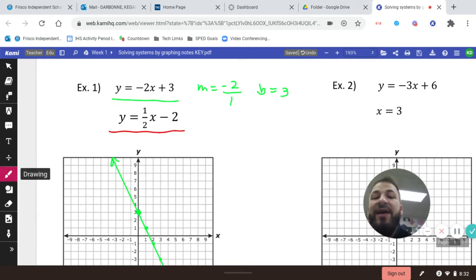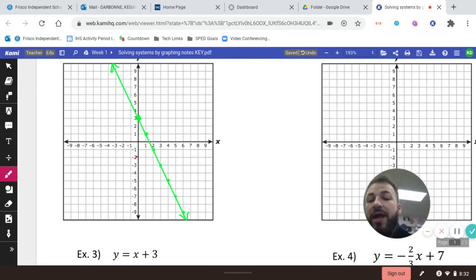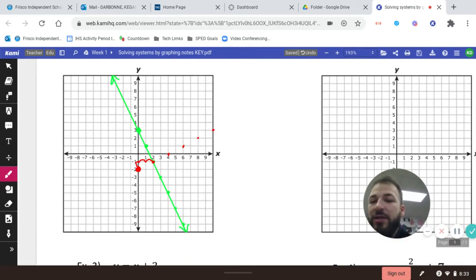So y equals 1/2 x minus 2. My m is equal to 1/2. And my b is equal to negative 2. Okay, so b first. So I put a point at negative 2 on the y-axis. And then slope is 1 over 2. So we're going to rise by 1 and go to the right by 2. Up 1, right by 2. And then I can keep repeating if I want to get some more points. And of course, you can also go the opposite direction to get more points the other way as well.